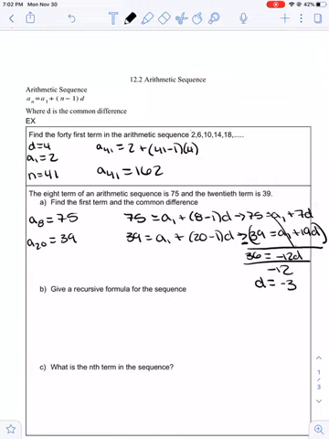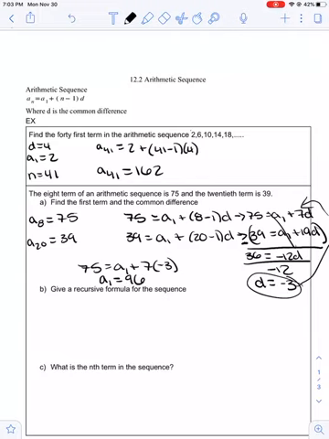So now I know what d is, and I have one of my terms. And I can just plug this into one of those original equations that we solved for. So 75 equals a sub 1 plus 7 times negative 3. 7 times negative 3 is negative 21. And then we would add that to the other side. So 75 plus 21 is 96. So the first term, a sub 1, is 96.